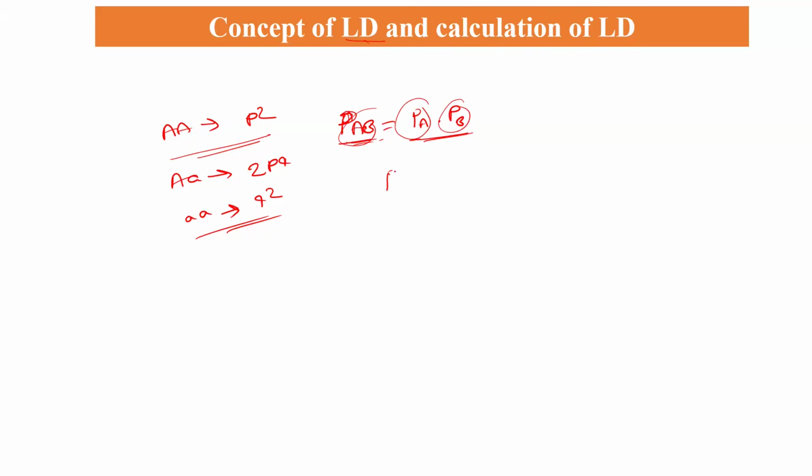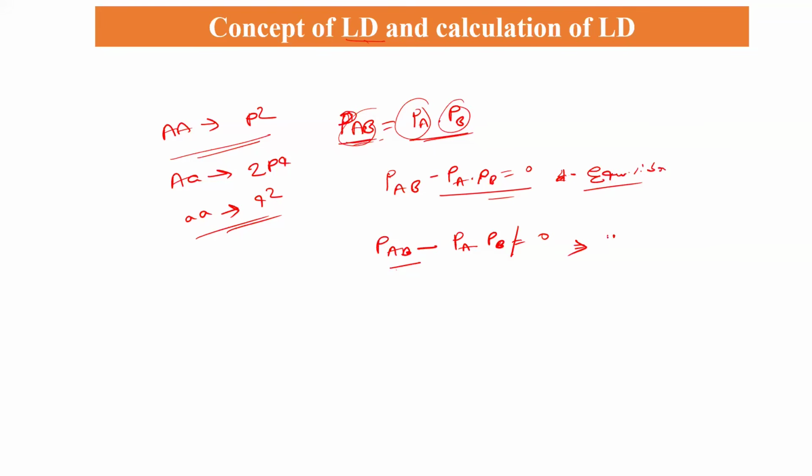But if this difference is equal to 0, it means there is no disequilibrium. Also, you can say that equilibrium is present. If the difference between the AB gamete genotype frequency and pA times pB is not 0, then you can say that there is disequilibrium present. Not LD, only D, disequilibrium present.